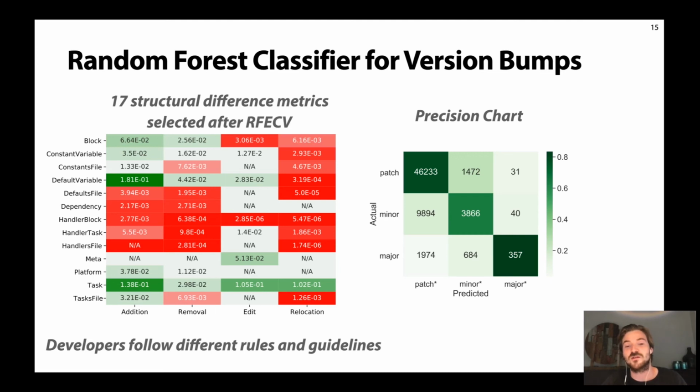What we also found is that a classifier is fairly accurate, but is often misclassifying a patch as a minor or a minor as a patch. So the distinction between these two version types is a bit fuzzy. So we looked into these misclassifications in more detail. What we actually found is that the classifier oftentimes isn't necessarily wrong.